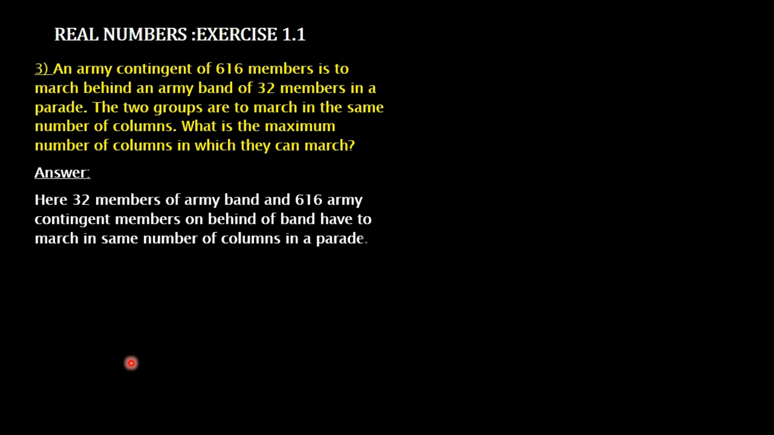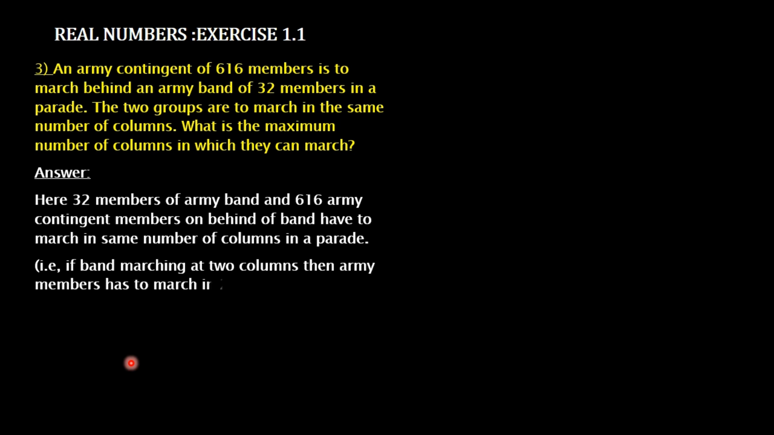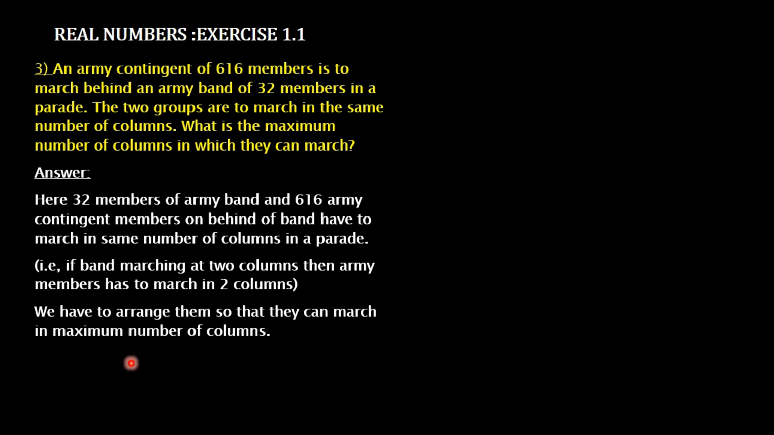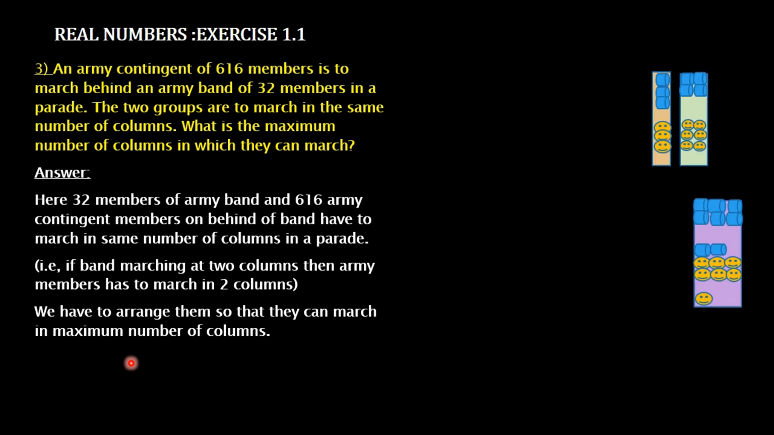Okay. That is, if the band is marching in 2 columns, then the army members have to march in 2 columns. Then we have to arrange them so that they can march in the maximum number of columns. So our duty is to arrange them so that they can march in the maximum number of columns. So we can have a look at 3 arrangements. We can arrange them in a single column. Okay, that's the 32 army band in a single column and 616 army members behind them in a single column.